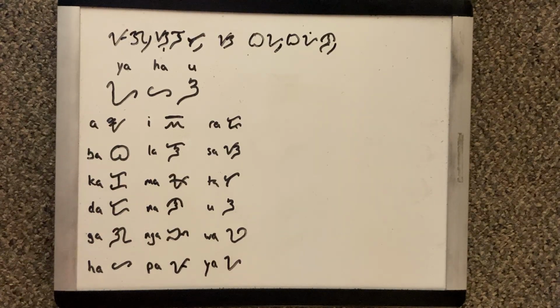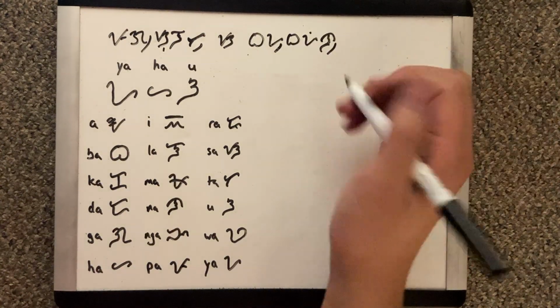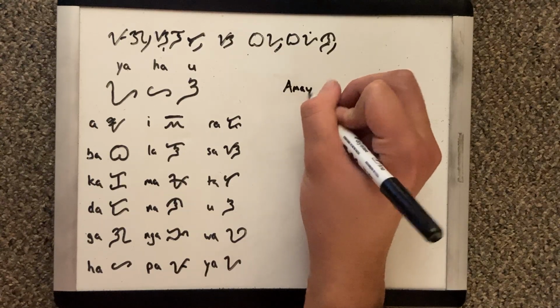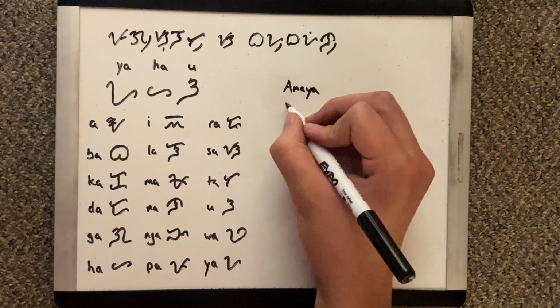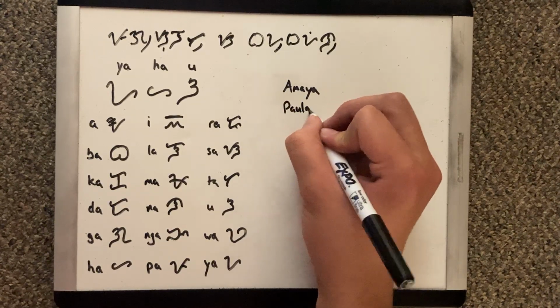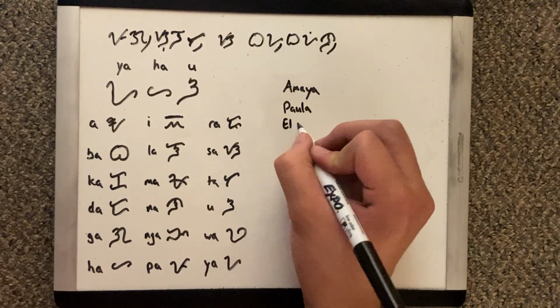Now with this, we should be able to write some basic names. Maya. Let's do Paula, and Ilaina.